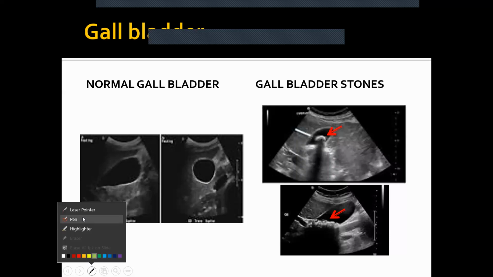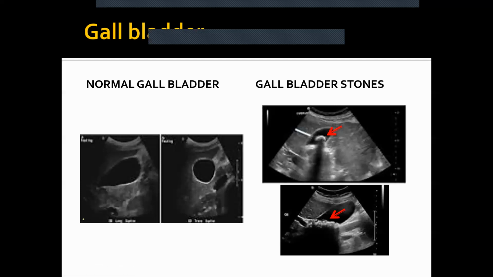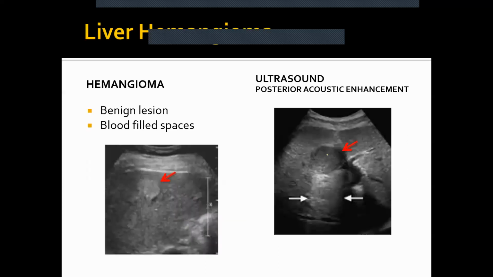And what's happening in this case is all of the sound waves are bouncing off of the stone, and so no sound waves are reaching this area, and so you're going to get a shadow. Similarly here, there's also a stone, and so no sound waves are reaching this area, and that's why it appears so dark. On the other hand, with the posterior acoustic enhancement, sound waves are very, very easily traveling through the cyst, and they're not getting absorbed as much, so more sound waves appear here, and so it appears brighter.